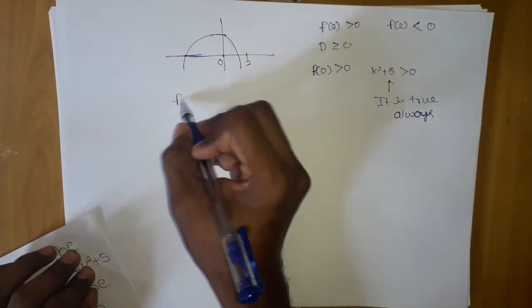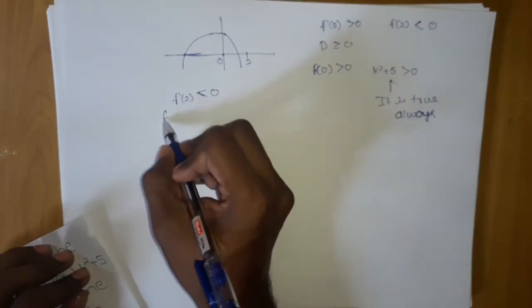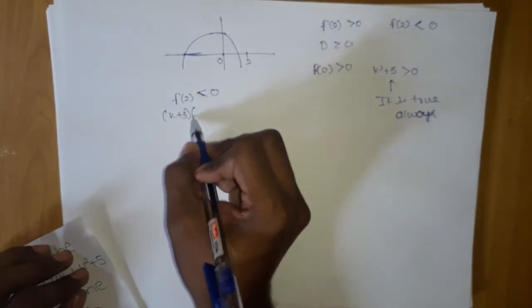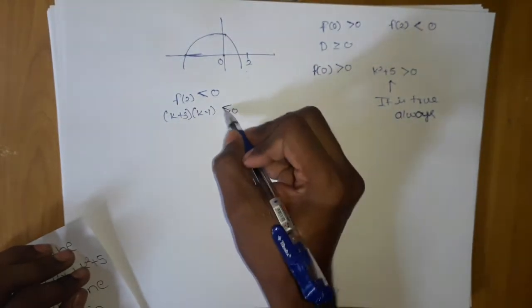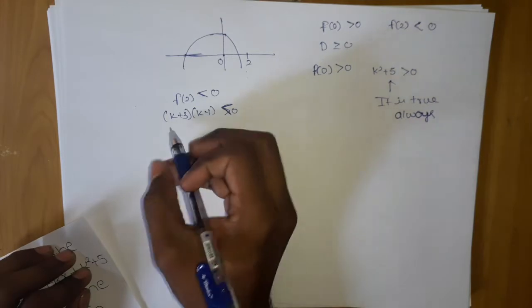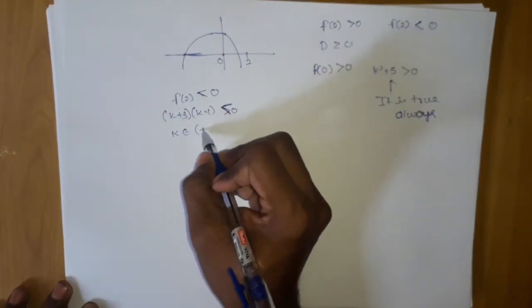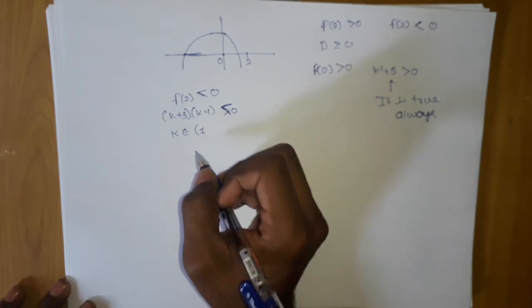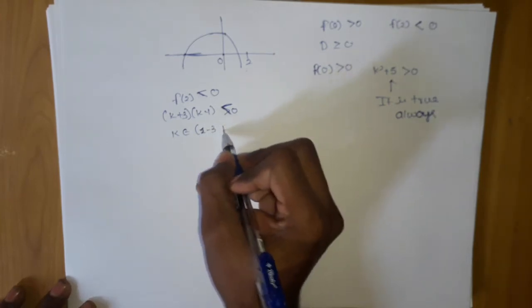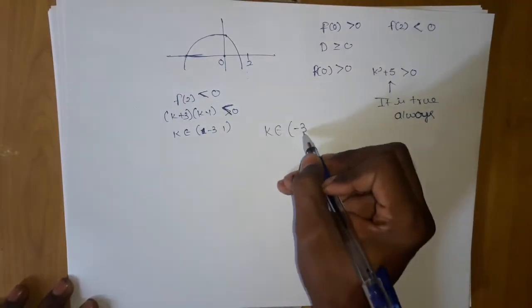We can move on to the next thing, which is f of 2 should be less than 0, which we are getting. And if we solve it from the previous, we can see k minus 9 should be greater than 0. Sorry, I also copied this thing. Okay, so k belongs to minus 3 to 1.